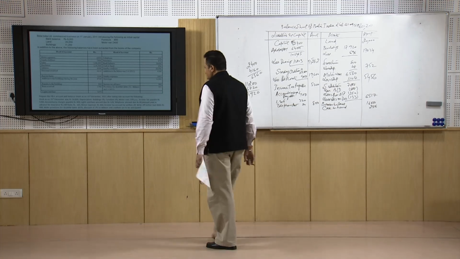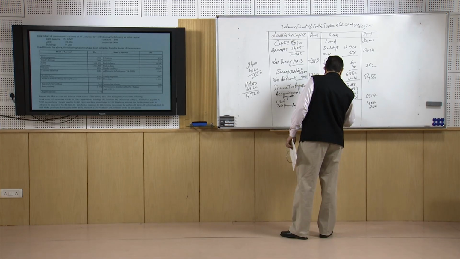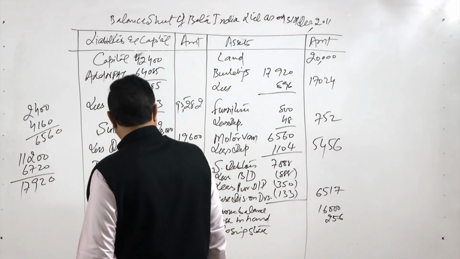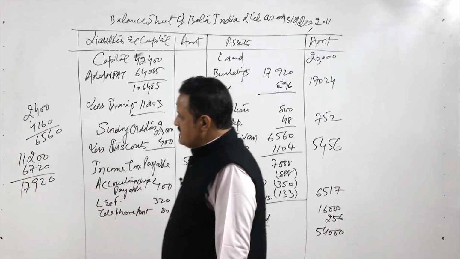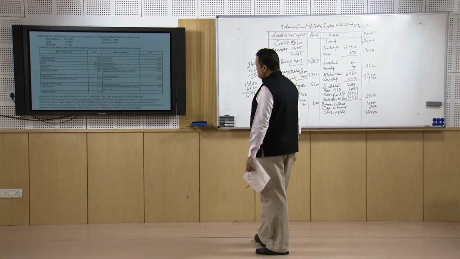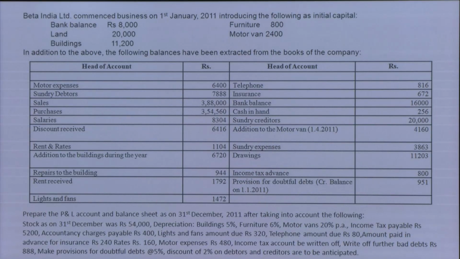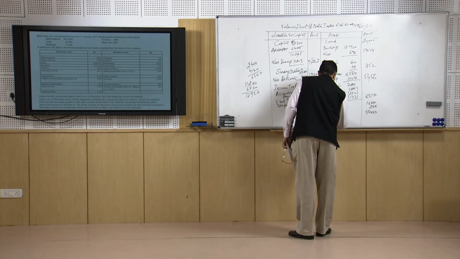Stock, yes, we have to take the stock, that is the closing stock. Closing stock is how much? We have the closing stock of 54,000. We have already taken the depreciation part on everything. We have taken the income tax advance also, accountancy charges also, light and fan also, and telephone due also. Amount paid in advance, yes, these are the assets. Advance insurance.